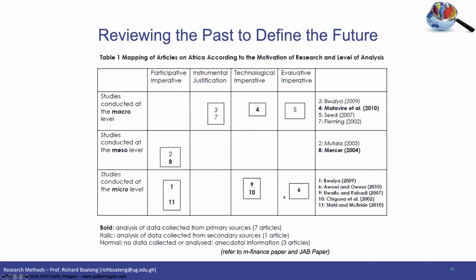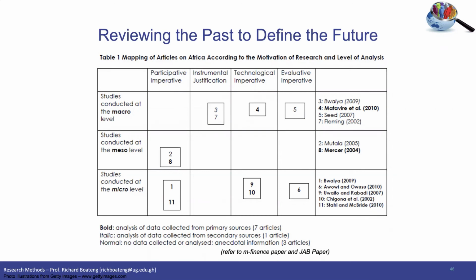And lastly, people also try to categorize by the issue they are studying and then the level of analysis: macro, meso, and micro. Then they categorize it and they show you a mapping of papers on Africa. So he's narrowing down the papers on Africa. Maybe there are only 10 or 11 papers in Africa. So let me show you how the 11 papers in Africa are shared.